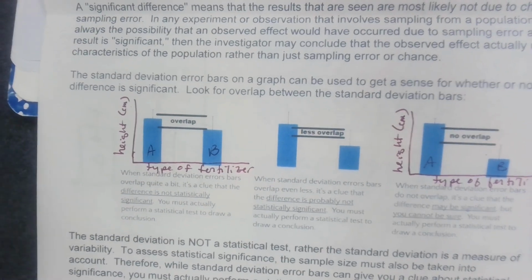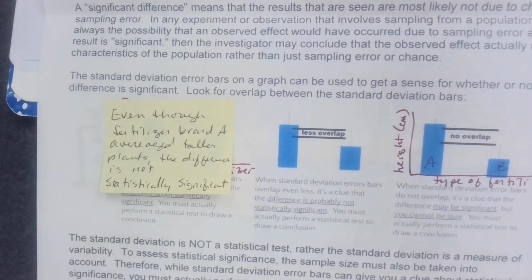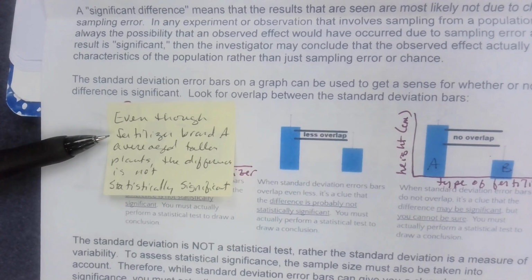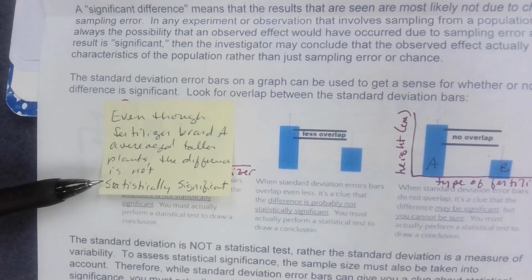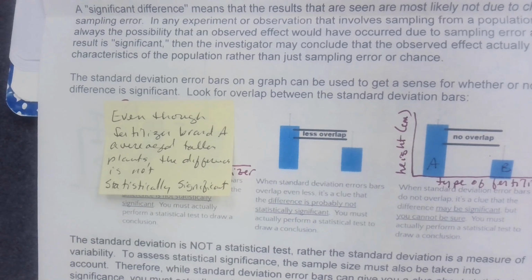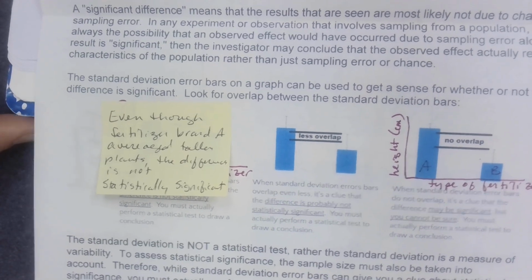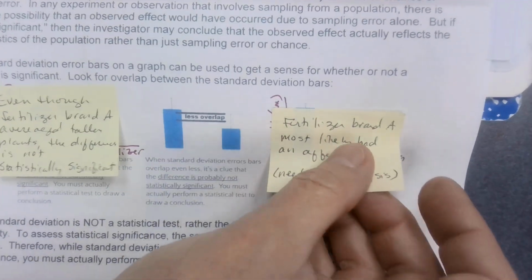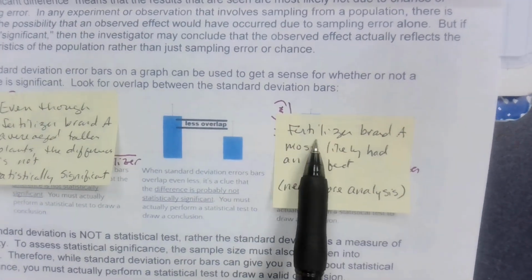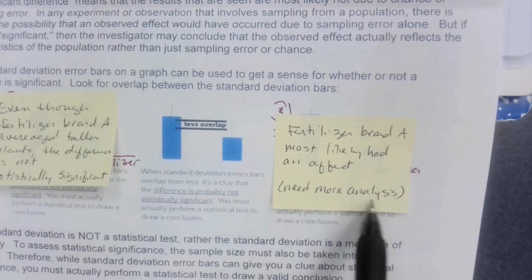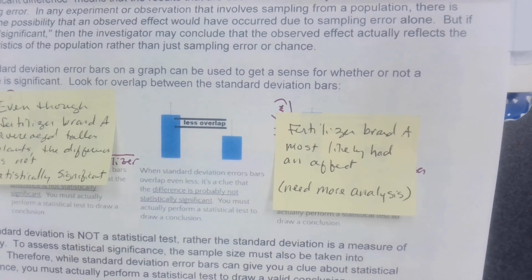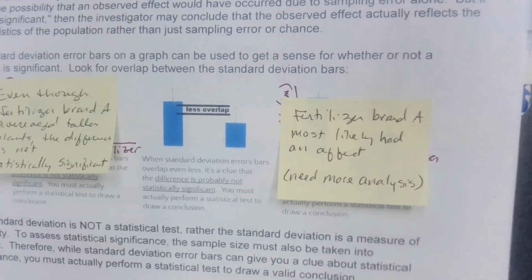All right, so we're going to take a Post-it and put it on top of this one. So even though fertilizer brand A averaged taller plants, the difference is not statistically significant because of the overlap in the standard error bars. And on this one, fertilizer brand A most likely had an effect, but we need more analysis because we can never be sure in science. So we always want to do some more analysis.